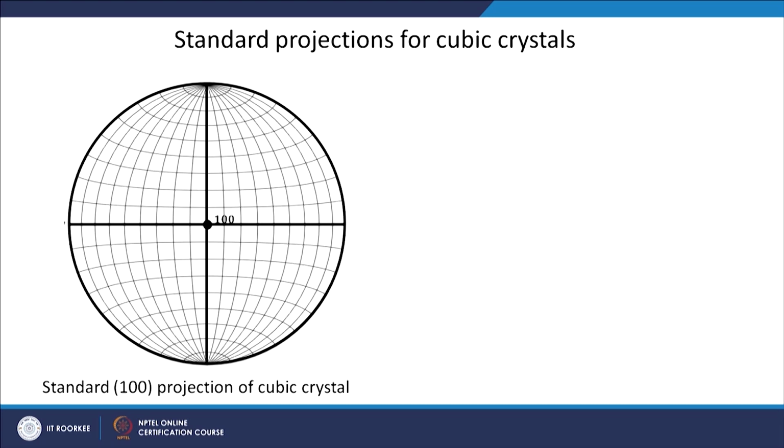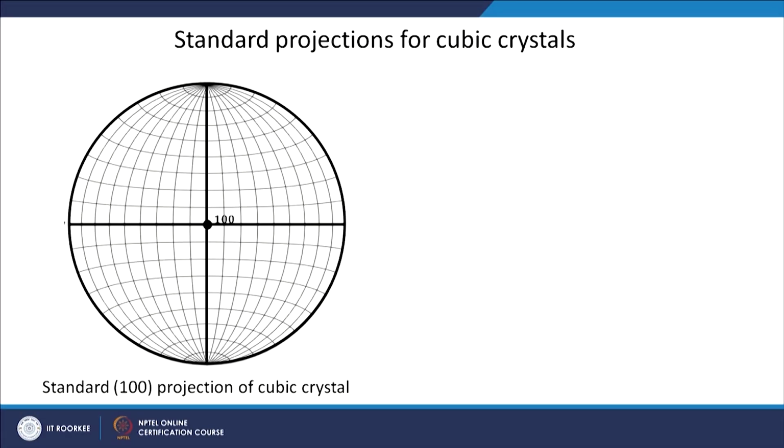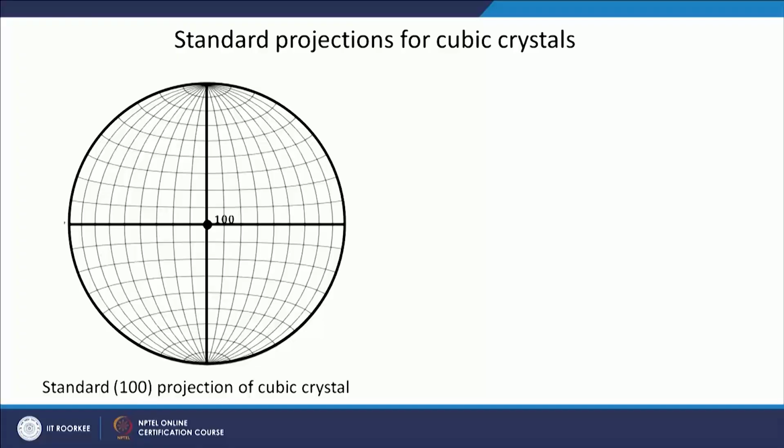So, now we want to plot, using this idea, what will be the standard projection for cubic crystals. If you look at the standard 100 projection of a cubic crystal, that means I am taking the unit cell like this and taking this as the 100 plane. So, the normal is going and hitting the top pole, and it is projected. So, it is exactly at the center. Once that is at the center, the other ones will be 001 and 010. So, that will be just 90 degrees to this.